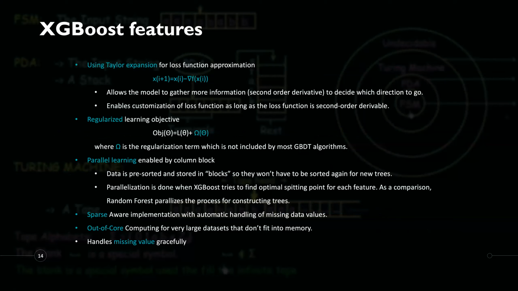So what are the features? I'll be briefly talking about the XGBoost features, starting from the theory part. One of the biggest differences between XGBoost and the conventional, traditional gradient boosting decision tree algorithms is that XGBoost uses a Taylor expansion for loss function approximation.